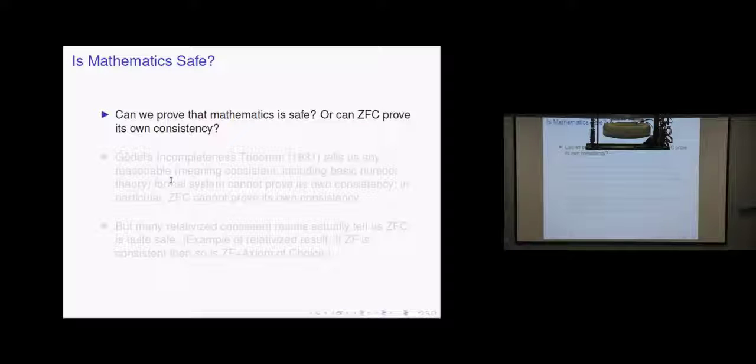Okay, so the story goes like this. Here, I remind you of the question. Is mathematics safe? Right? Does it contain paradox? Right? So the hope Hilbert had was that we can prove it. Let's try, right? Mathematics is very, very powerful. We can do lots of things, right? So can we prove using mathematics that mathematics is safe? There's no contradiction, right?